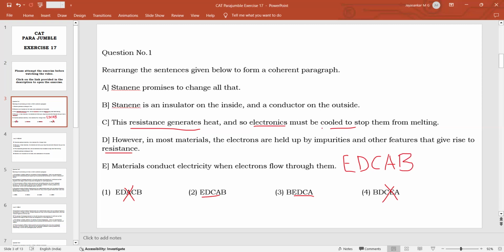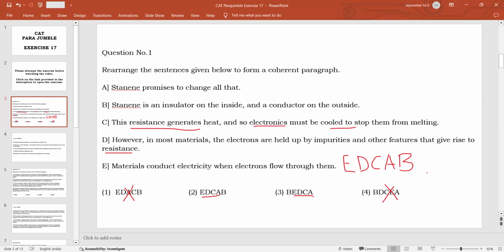That could be the reason why stannine is promising. This sentence is there: Stannine is promising all that. So one more sentence is required. If you put B here in the beginning itself, even if you put A after that, it will not be too logical, because there was no need to put B in the beginning. B should be coming only in the end.